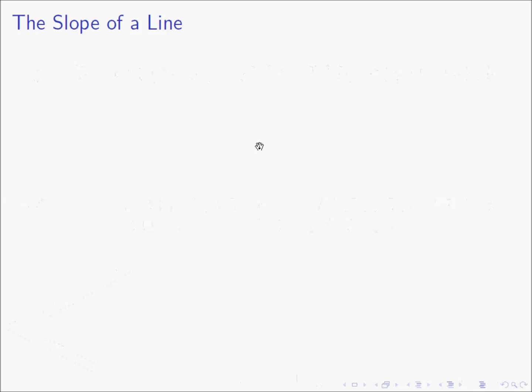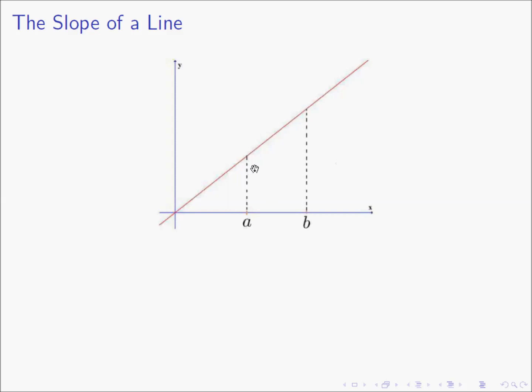To do that, we need to review the concept of the slope of a line. We're going to graph this line here, and let's try to define the slope of this line. To define the slope of a line, you take a number a on the x-axis, and then you take another number b on the x-axis. You consider the values of the function at these 2 points. This will be a, f of a, this point. This other point will be b, f of b.